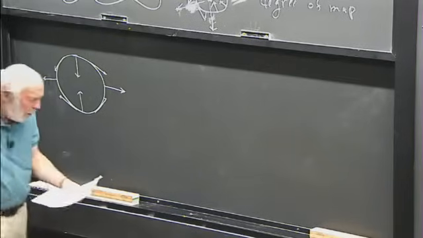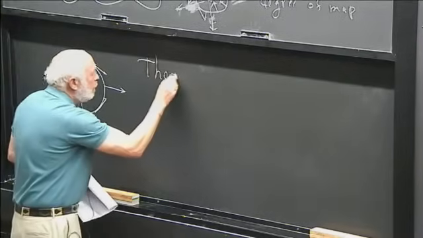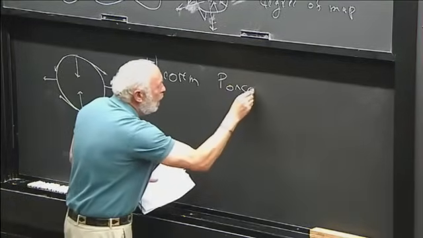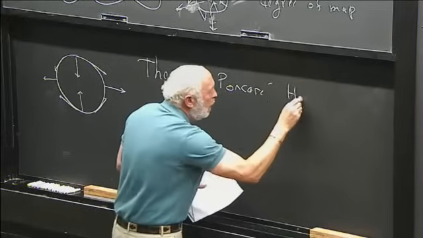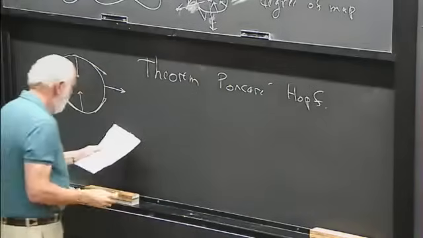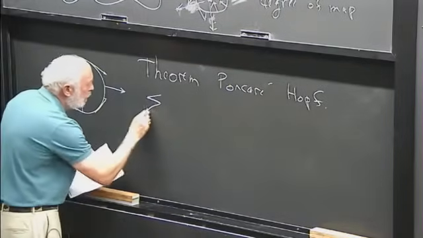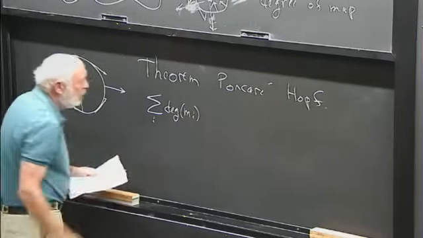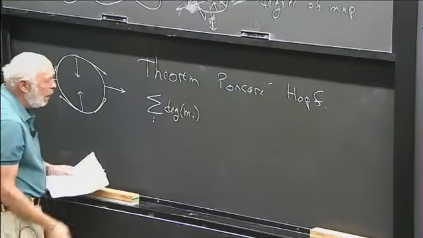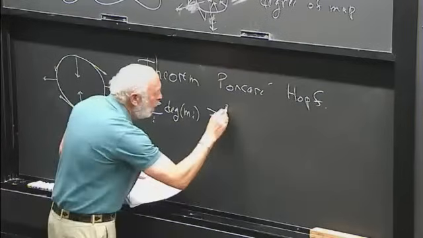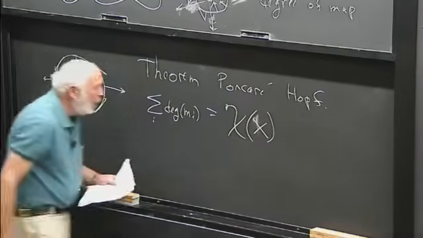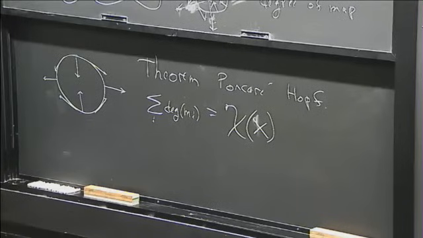And theorem, which is due to Poincare and Hopf, is that the sum over i of the degree of m_i, just the sum of the degrees, no alternation because there's nothing to alternate, is equal to the Euler characteristic of X. Now that's a beautiful theorem, and it's not obvious. You can't say, yes, of course. It's not obvious at all.